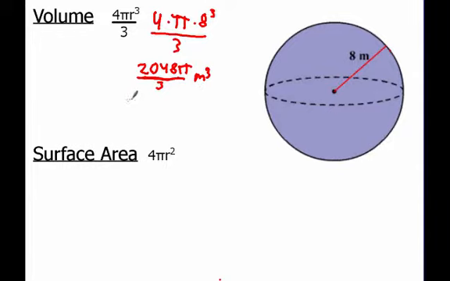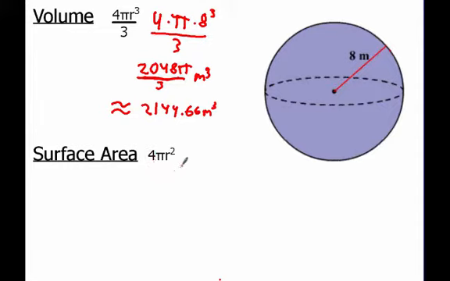Or, if we want to talk approximately, put this into a calculator and we get 2,144.66 meters cubed. So that's the formula that we need to apply. 4 times pi times r cubed divided by 3 to find the volume of a sphere.